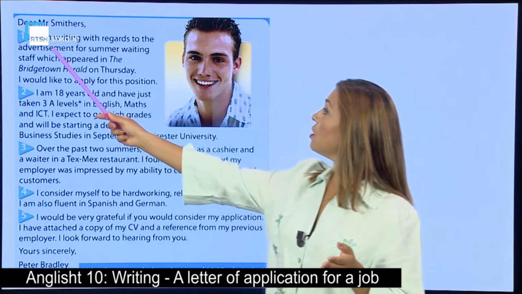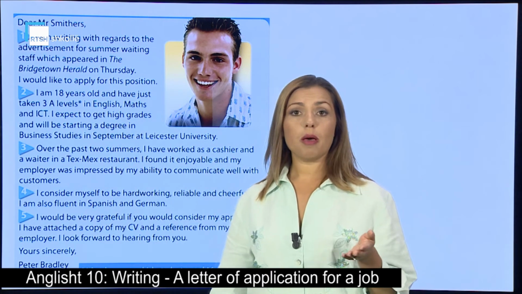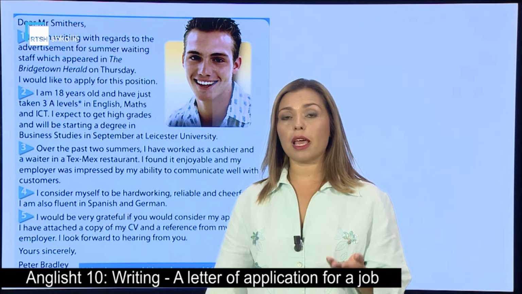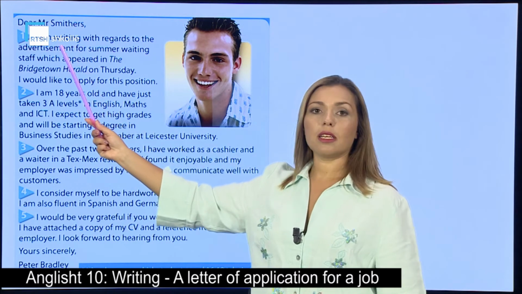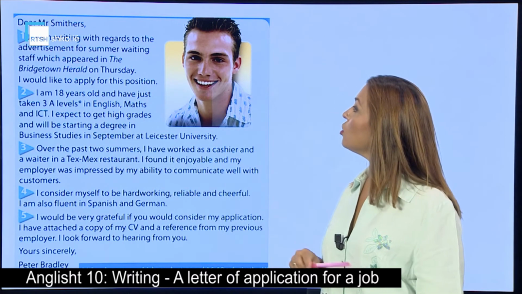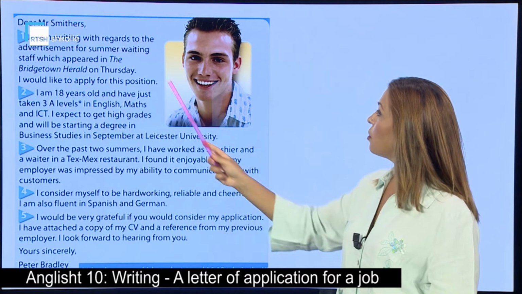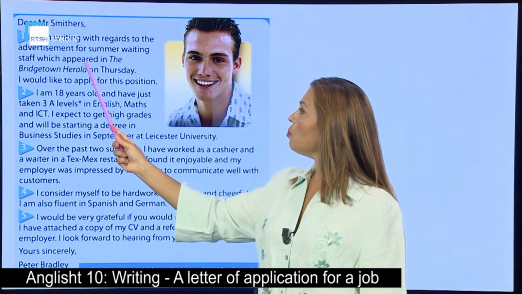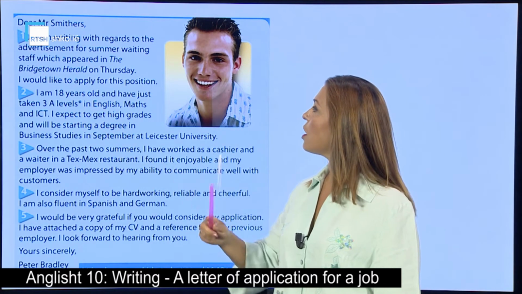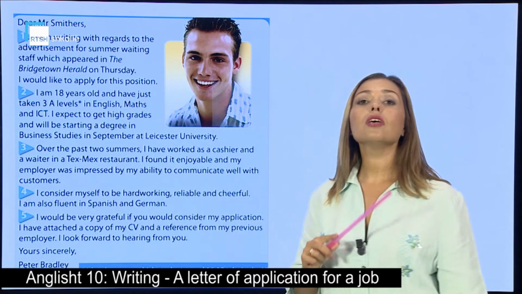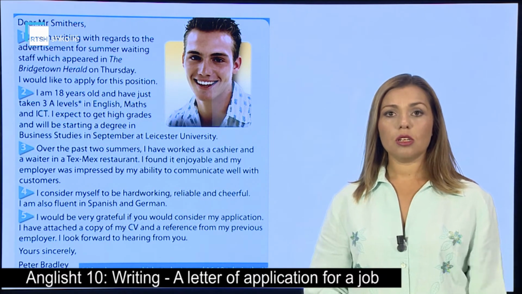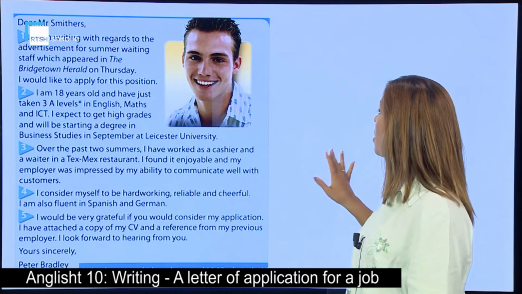So we start: Dear Mr. Smithers. Remember, we knew we had the name in the advertisement. I am writing with regards to the advertisement for summer waiting staff, which appeared in the Bridgetown Herald on Thursday. I would like to apply for this position. So, this is the first paragraph.